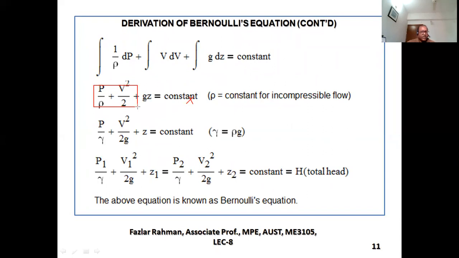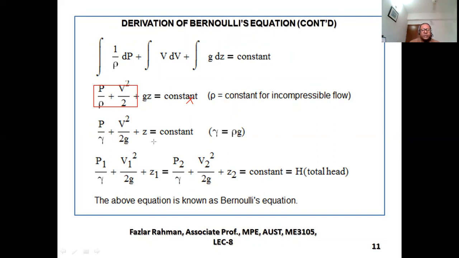And for incompressible flow, rho is constant, right? That's why rho is not part of the integration. Finally, you multiply both sides again by g. Then you're getting p by rho g, V square by 2g, and only z. So you're getting this term: P by gamma plus V square by 2g plus z equal to constant.